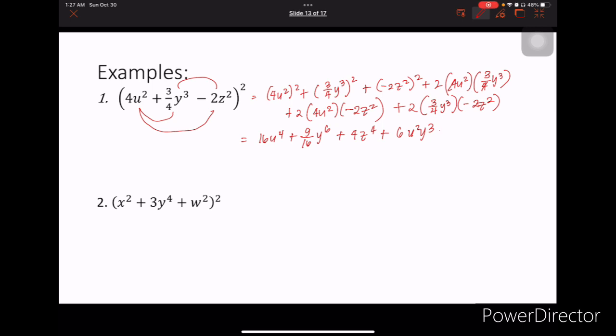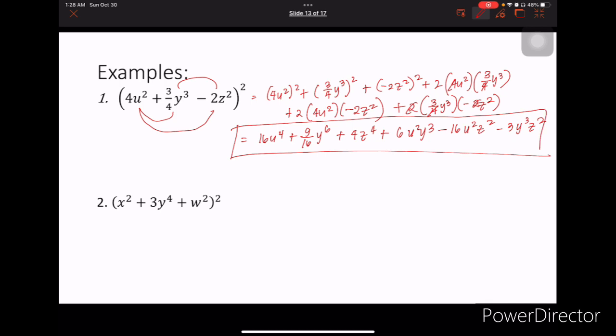then minus, that's 4 times 2 times 2, that's 16, right? So negative 16u squared z squared, and you will have, so cancel, this is 4, 2 times 2, that's 4 divided by 4, so you will just have 1, and then negative 1, sorry, so you will have negative 3y cubed z squared. So I think this is the final answer since you cannot combine anything.